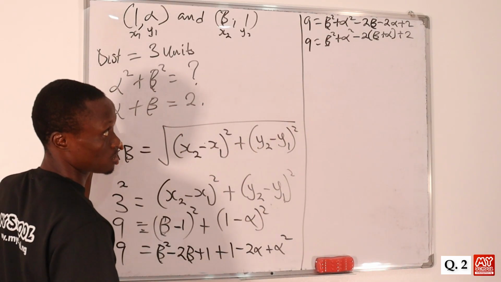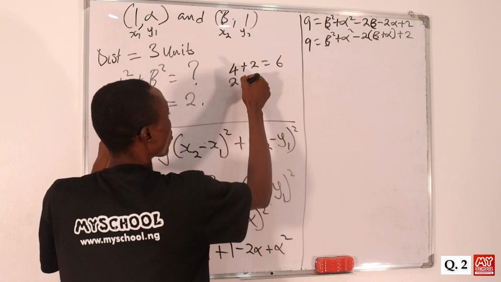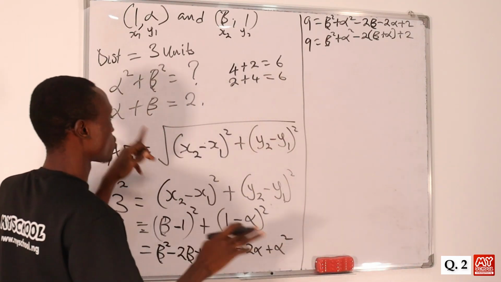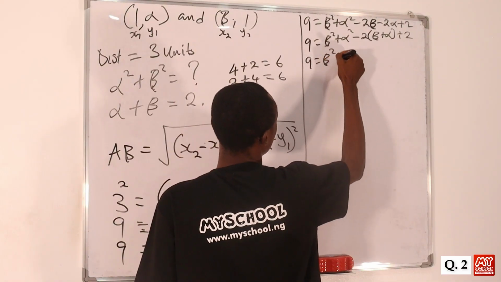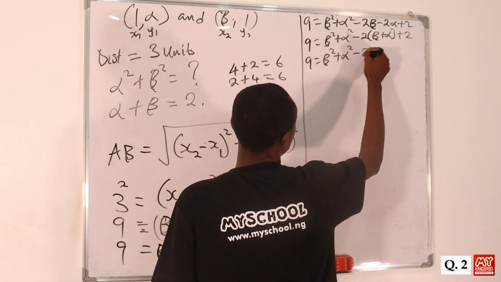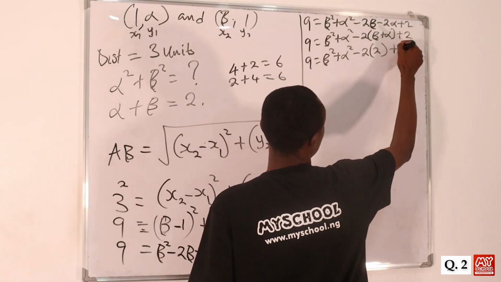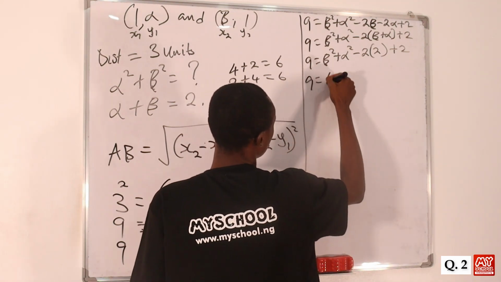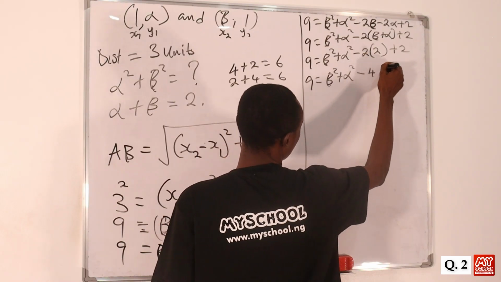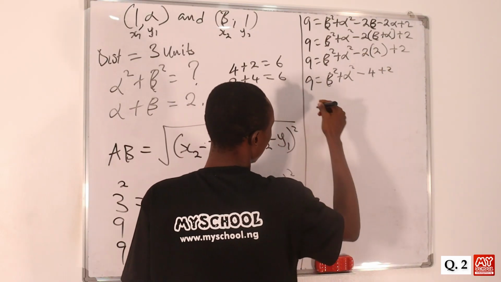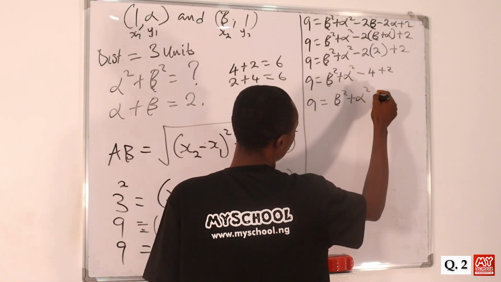Remember, addition is commutative. So if I'm saying 4 plus 2 is equals to 6, then 2 plus 4 is still equals to 6. Okay, so it doesn't change anything. So here we'll be having 9 equals to beta square plus alpha square, then minus 2 bracket 2, since beta plus alpha is equals to 2, then plus 2. Okay, so 9 will be equals to beta square plus alpha square, then minus 4 plus 2. So minus 4 plus 2 is minus 2. So here we'll be having 9 is equals to beta square plus alpha square minus 2.